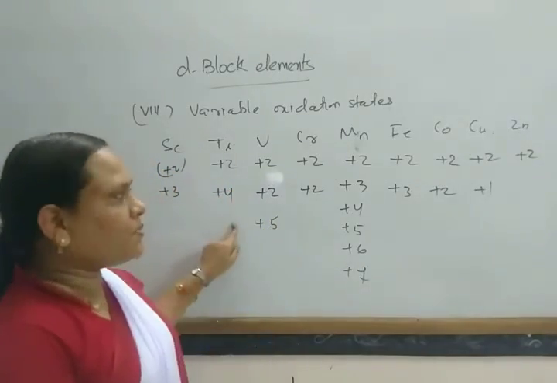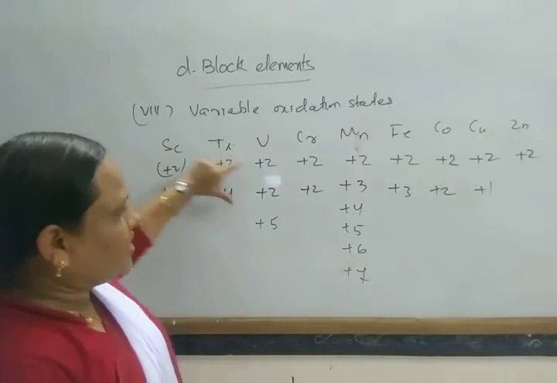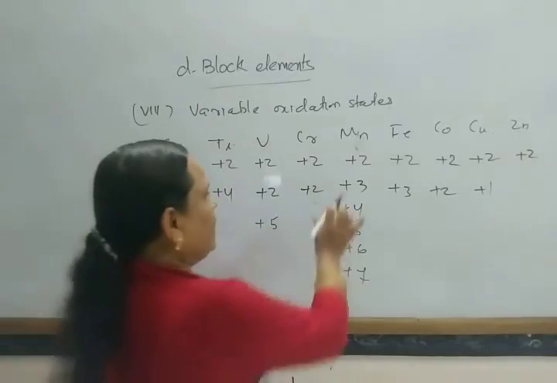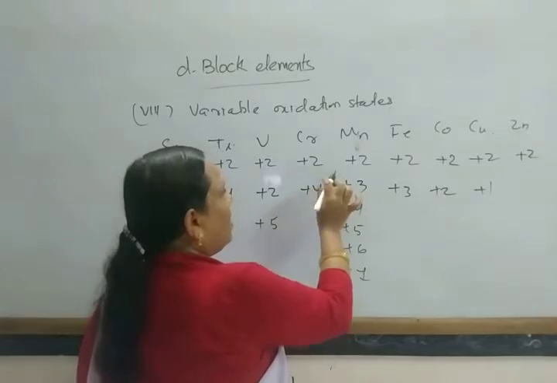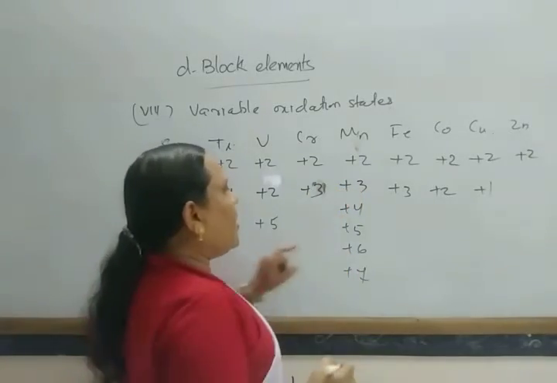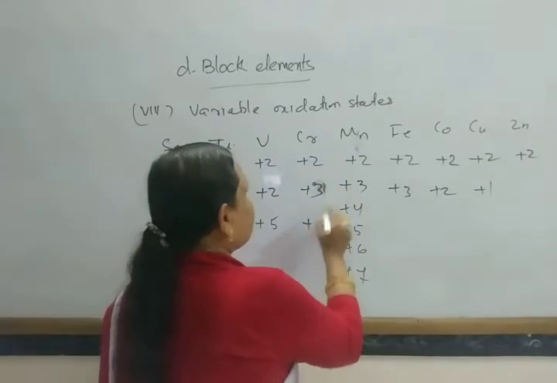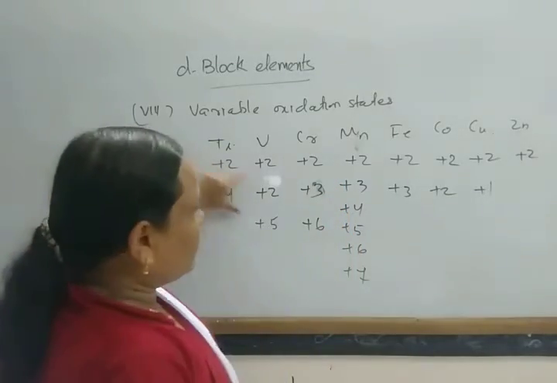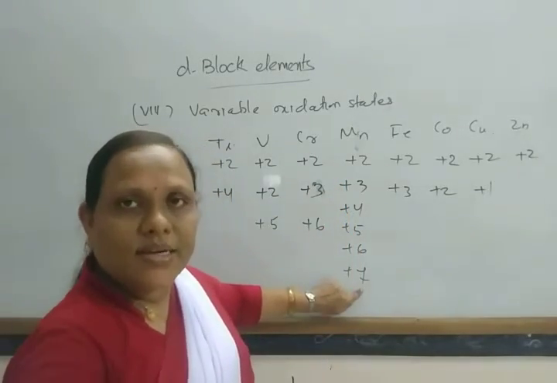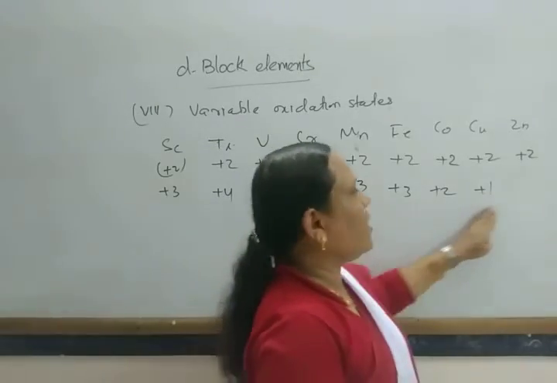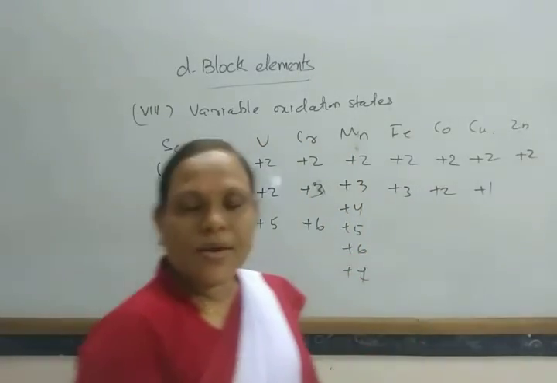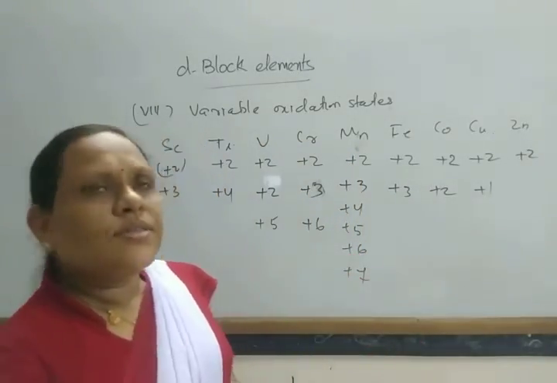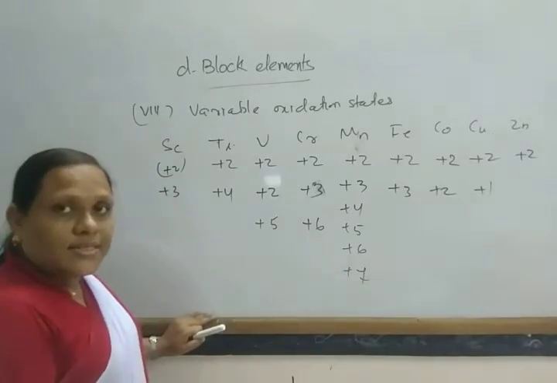exhibits +2 and +4. The oxidation state increases up to the middle and then decreases. So chromium +2, +3, +6. So oxidation state increases up to the middle, as the electrons get paired, in this way it again decreases. Okay. So this is our variable oxidation state.